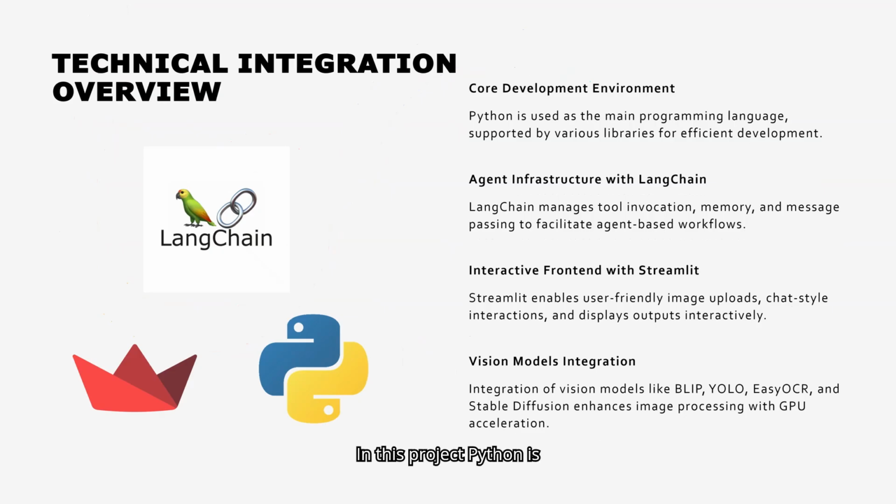In this project, Python is used as the main programming language. LangChain manages tool invocation, memory, and message passing to facilitate agent-based workflows. Streamlit is used for the interactive frontend. Integration of vision models like BLIP, YOLO, EasyOCR, and Stable Diffusion enhances image processing with GPU acceleration.